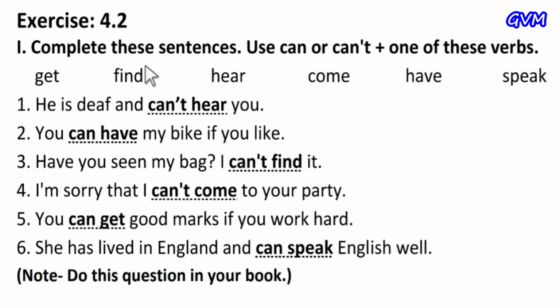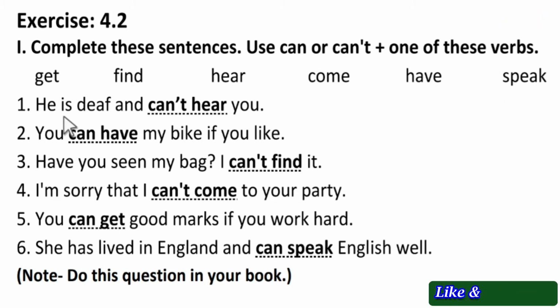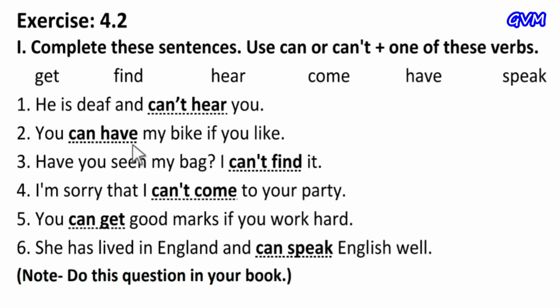Exercise 4.2. Complete these sentences. Use can or can't plus one of these verbs. My dear students, we use can to denote power or ability, and permission or possibility. First one is he is deaf and can't hear you. Second, you dash my bike if you like, and the answer is can have. Third, have you seen my bag? I dash find it, and the answer is can't.